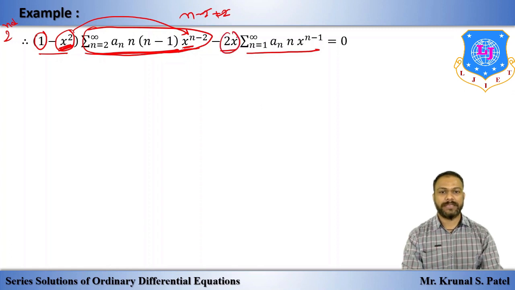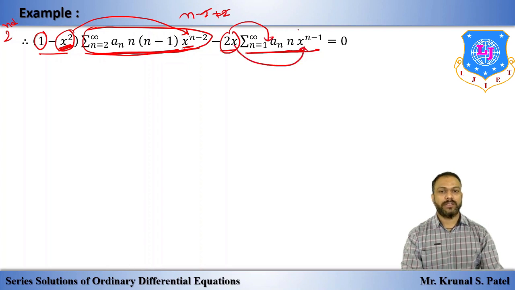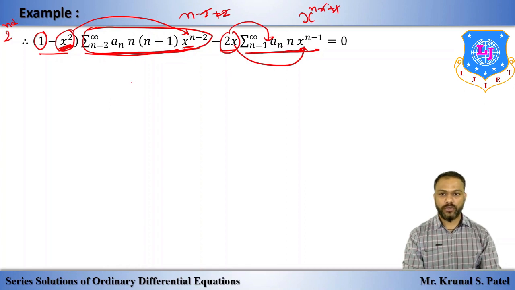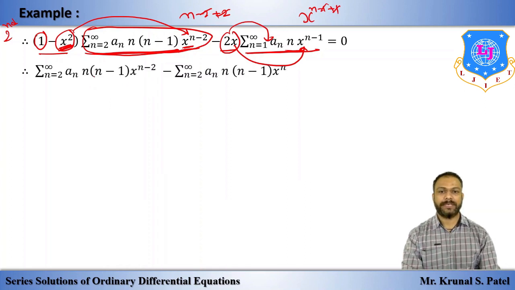Similarly, we will multiply this with this sigma. So 2 goes with the constant and x goes with the x. So we have x raised to n minus 1 and plus 1 because here it is x raised to 1. So the 1 cancels and we have x raised to n. Okay, so we have this step.